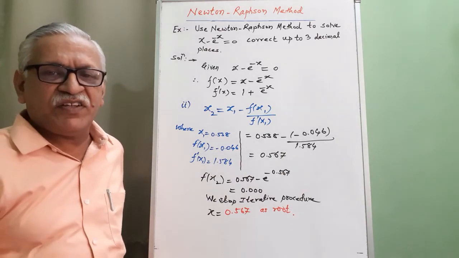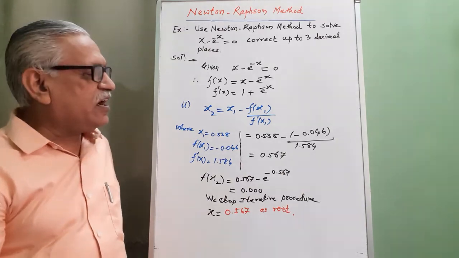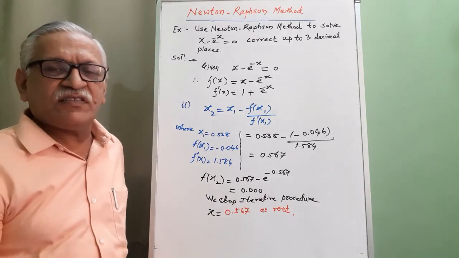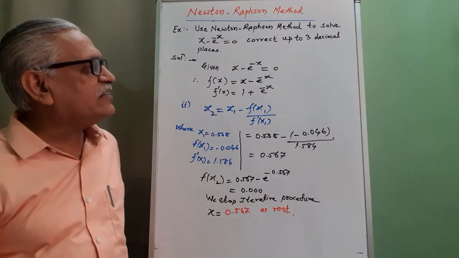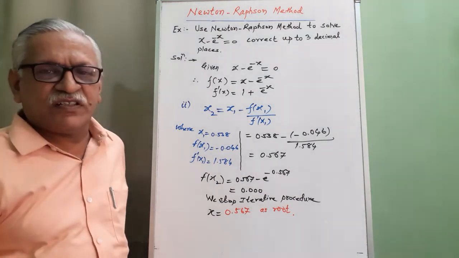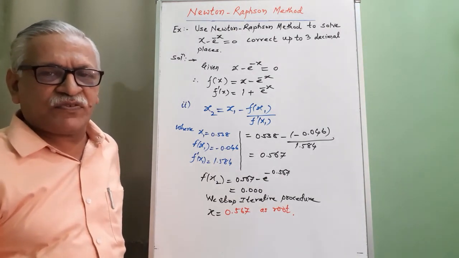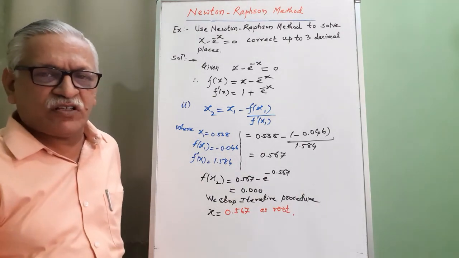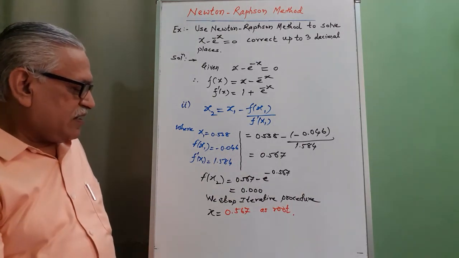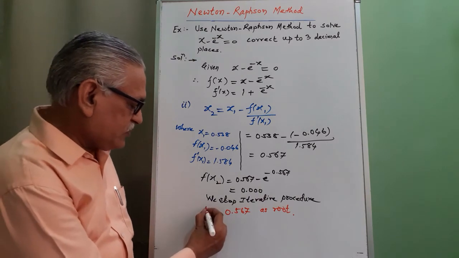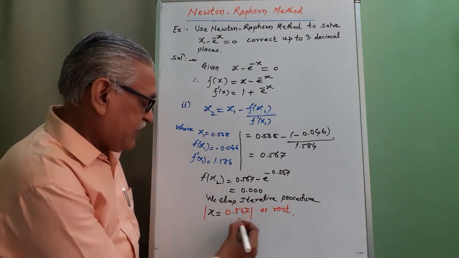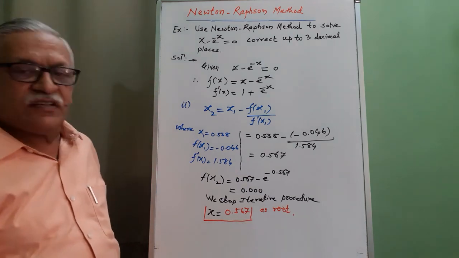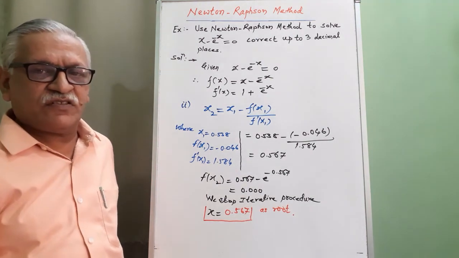Therefore, as I have already mentioned in the previous example also, the Newton-Raphson method is fast converging. Fast converging means we get the desired root in fewer steps, or the steps required are fewer compared with any other method, and therefore x is equal to 0.567 is the required root.